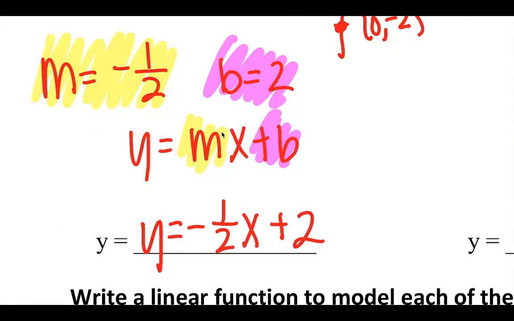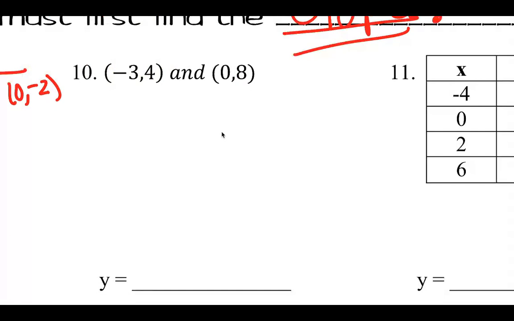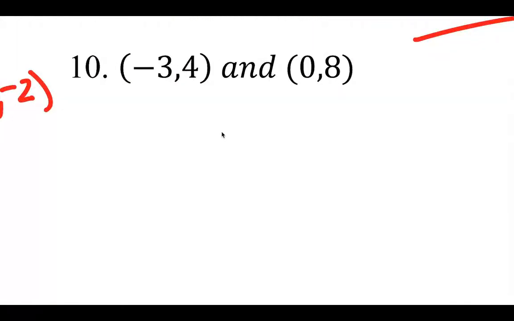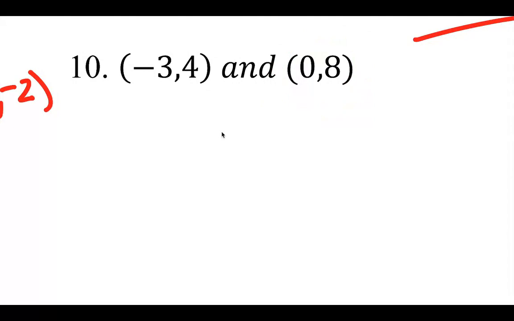So super easy. Use Desmos and then plug in your m and your b and you're good to go. Number 10. This time I'm given 2 pretty points. What is this point? That's my y-intercept, or my beginning. That's my b right there. But I'm given the 2 pretty points.